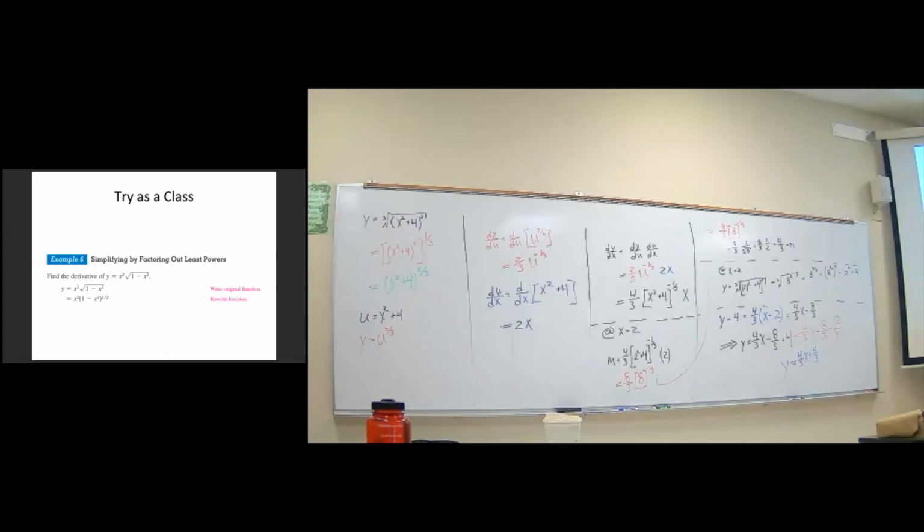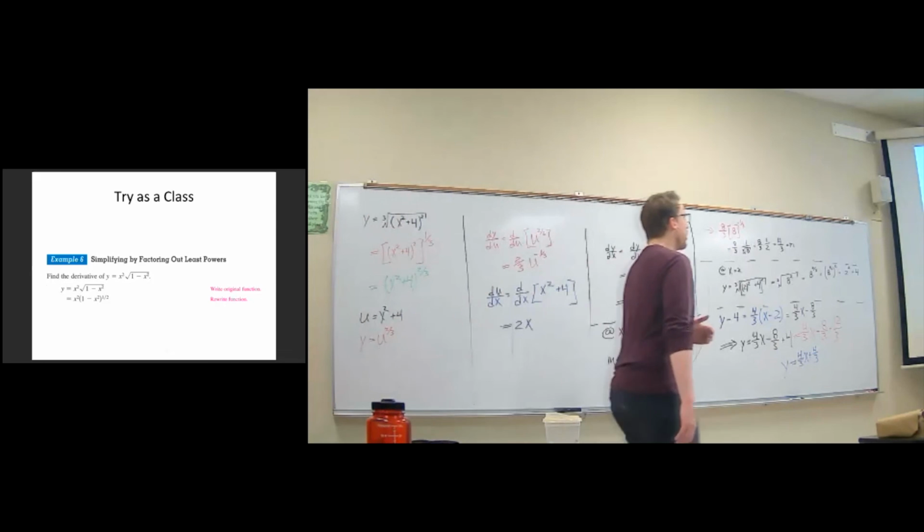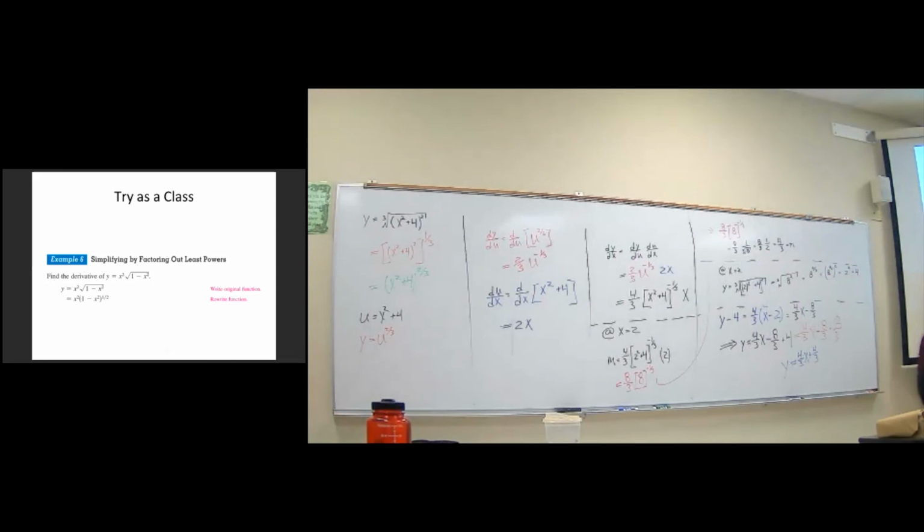So as another point, we could reduce this problem a great deal for us. We could actually multiply this through to the interior, right? If we did, we would get x to the 4th minus x to the 6th, all raised to the 1/2 power.